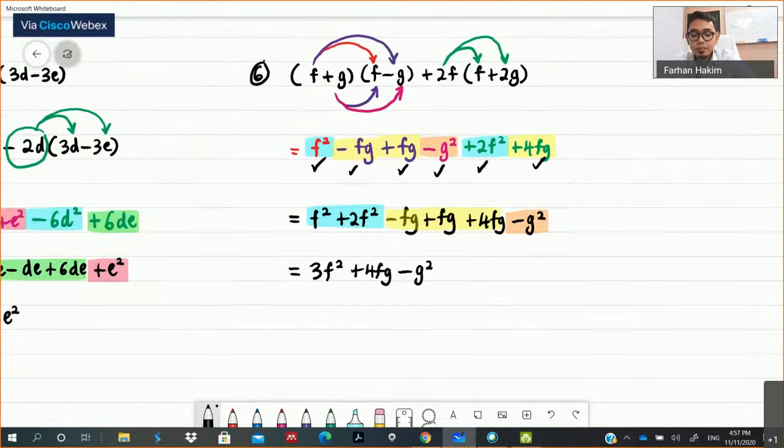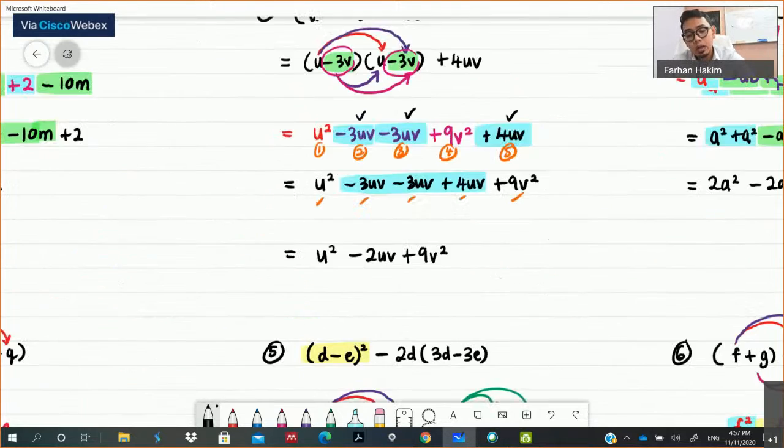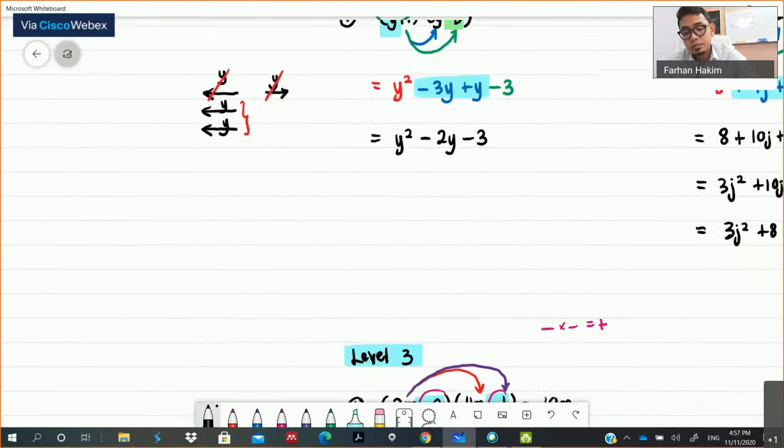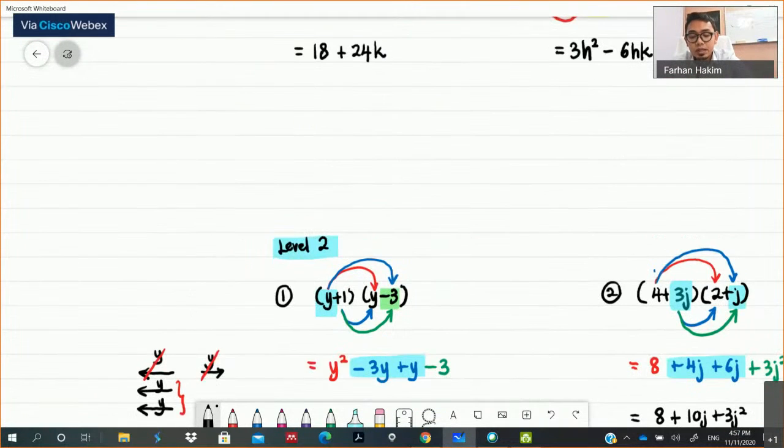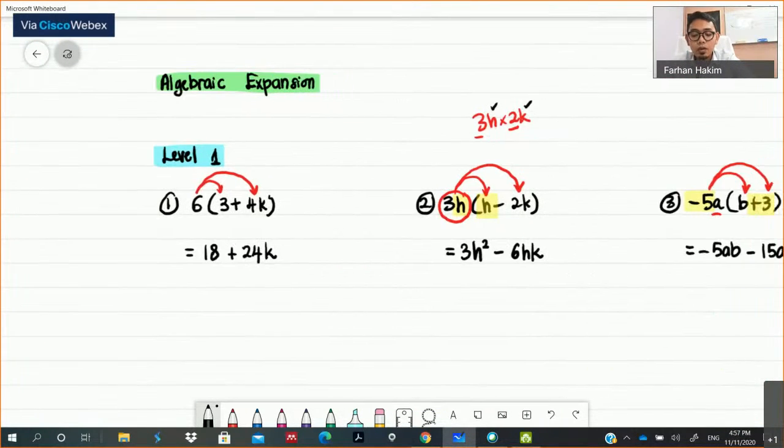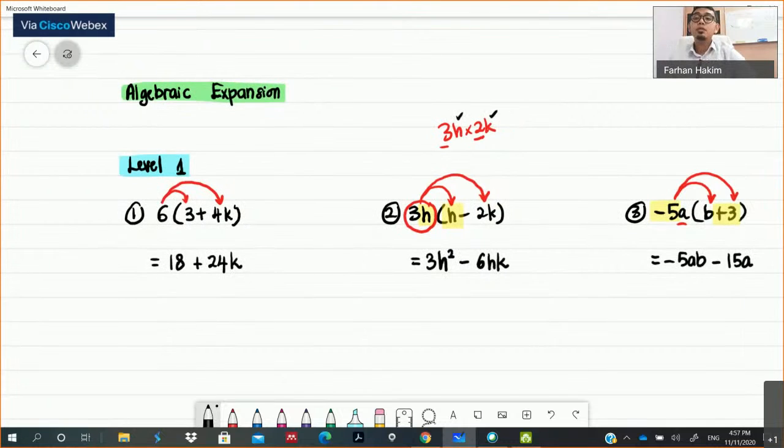Okay, so that is basically algebraic expansion. So you kena tahu very basic untuk lakukan tambah tolak untuk algebra mesti like term. Kalau unlike terms tak boleh tambah tolak tapi boleh buat darab bahagi.